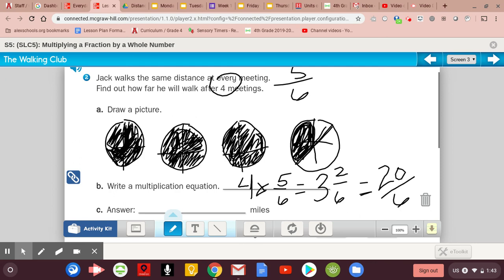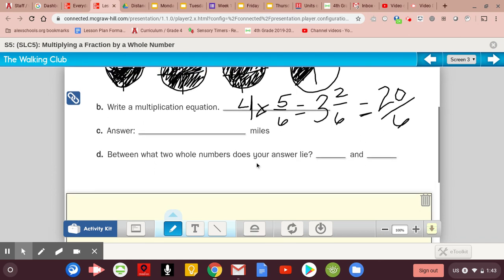So if we scroll down here, here's where we're going to put our answer. Like I said, I would prefer that you simplify it, but 20 over 6 would be okay also. And then what two whole numbers does this go between?